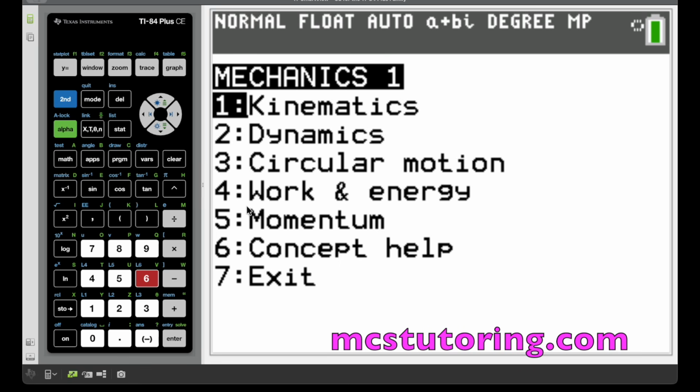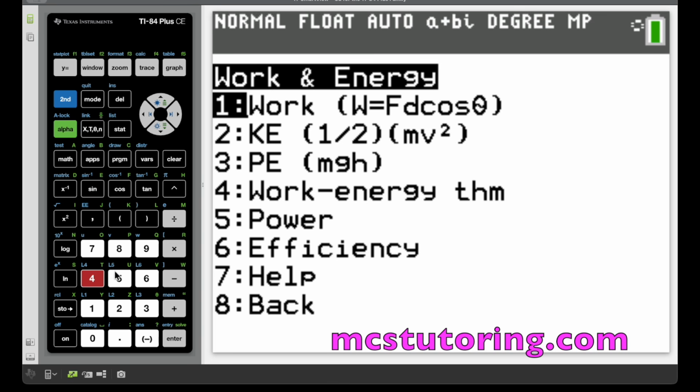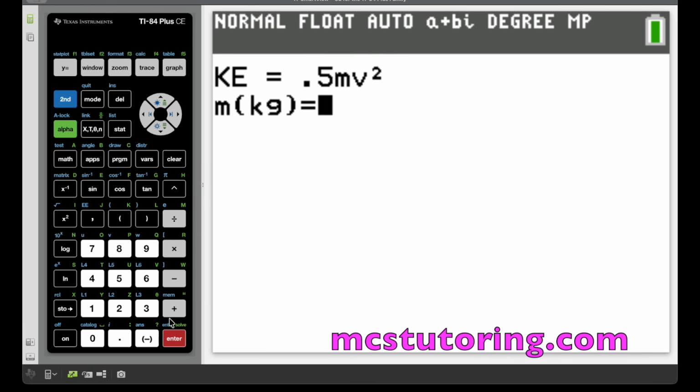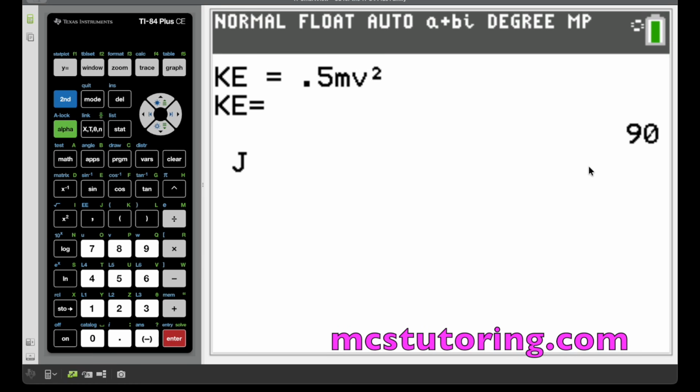Okay, so back to this. For the Mech 1, we're going to go to work and energy, option 4. We're going to go to kinetic energy and solve for kinetic energy. Okay, before the collision, only the cart is moving. So mass is 5, velocity 6. So notice this is 90 joules. So we have 90 joules with that.